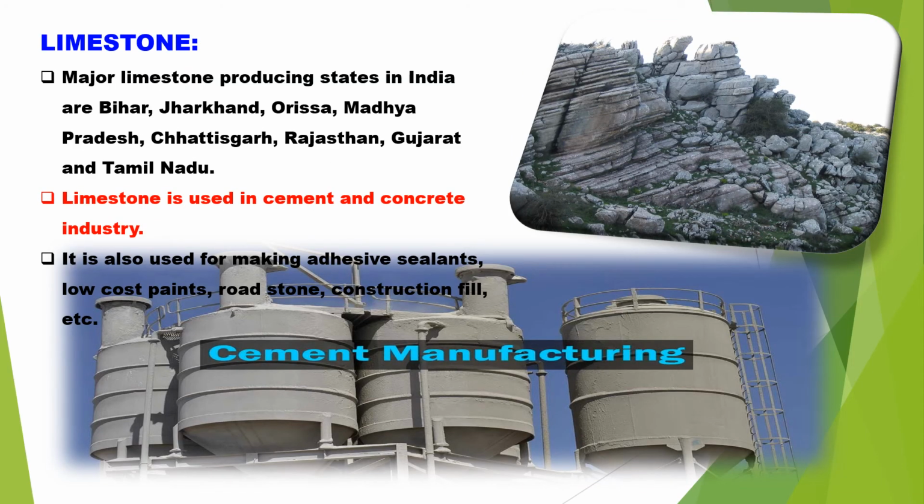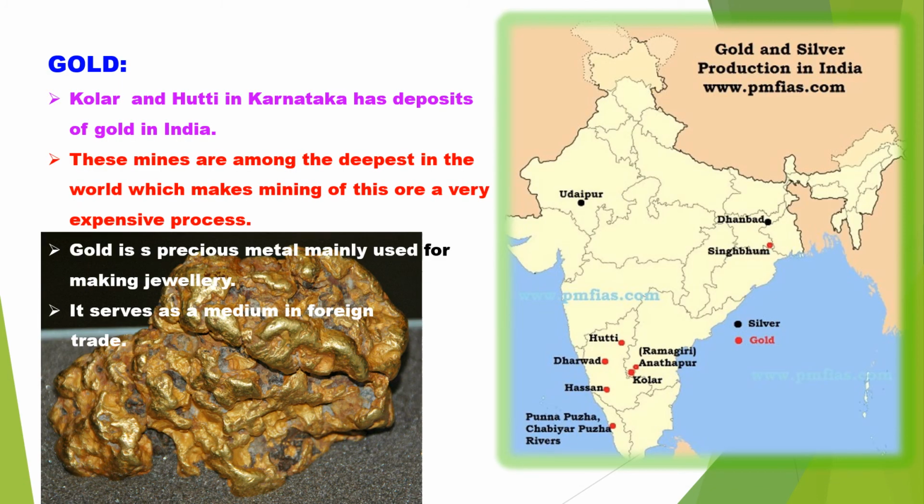And limestone. You all know that we build houses with the use of cement and concrete, and that cement is made from limestone, and limestone is used in the cement and concrete industry. Large deposits and distribution of limestone are found around Madhya Pradesh, Orissa, Jharkhand, Bihar, Rajasthan, and Tamil Nadu. It is also used for making sealants, low-cost paints, and construction fillings.